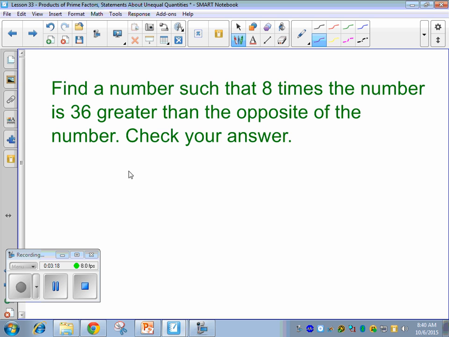Pretty easy. All right, now I have some more word problems. Find a number such that 8 times the number is 36 greater than the opposite of the number. So these ones, I'm not really sure why these ones are paired in a different group from what we did yesterday. They're pretty similar. So we need to just turn this English sentence into a math sentence. Who thinks they can turn that into a math sentence? Andrew?